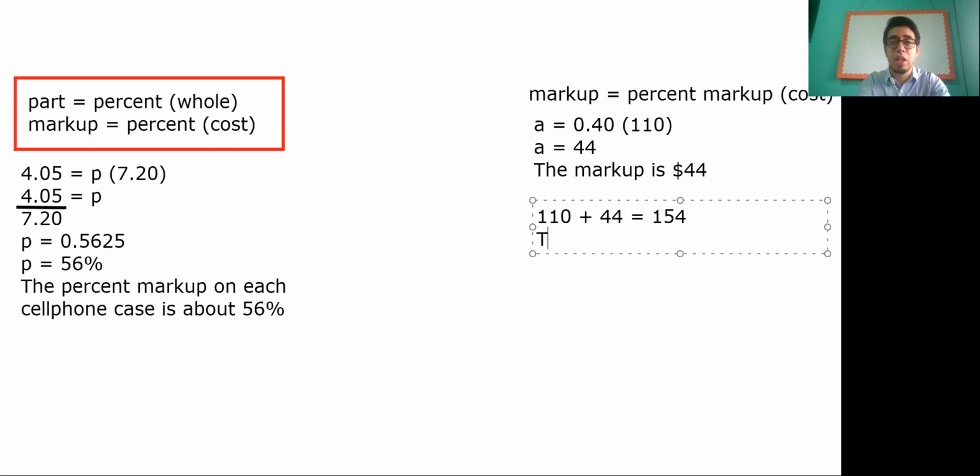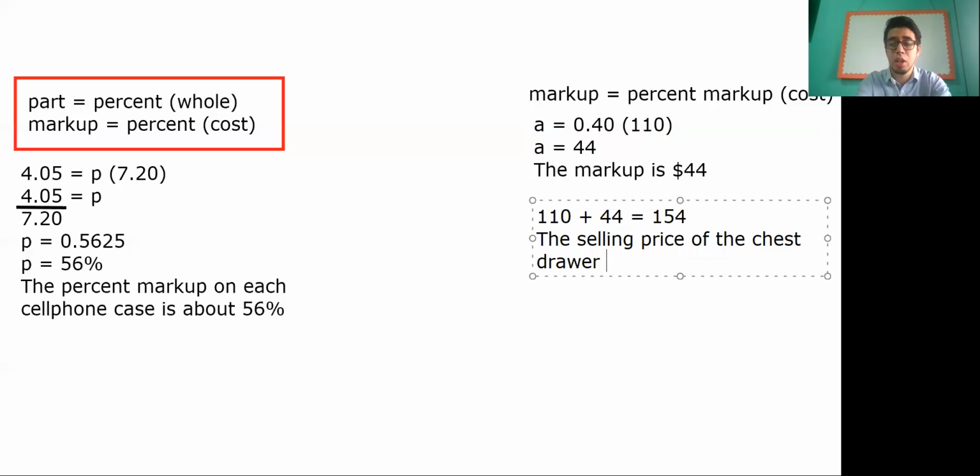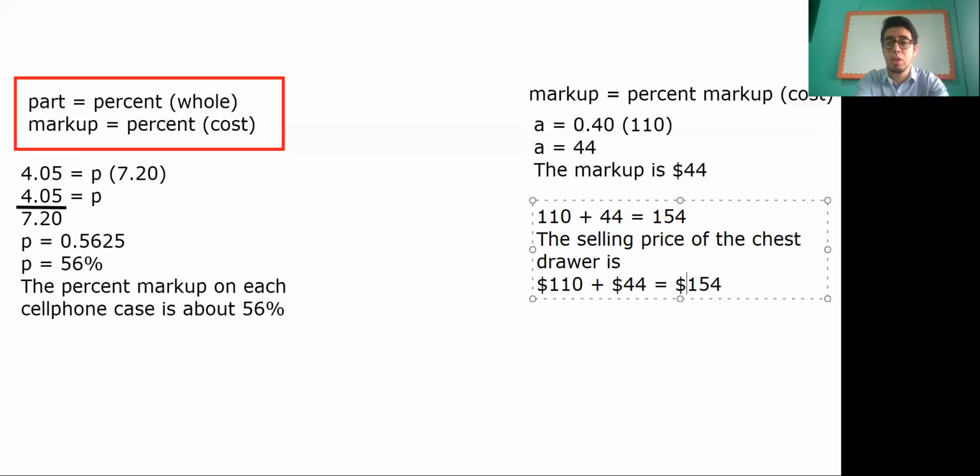The selling price of the chest of drawers is $110 plus, I'm going to give you some space in here so you can see it better, plus $44. I'm going to write this symbol for the dollars, and this is going to be equal to $154. This is the unit you have, in dollars, okay?